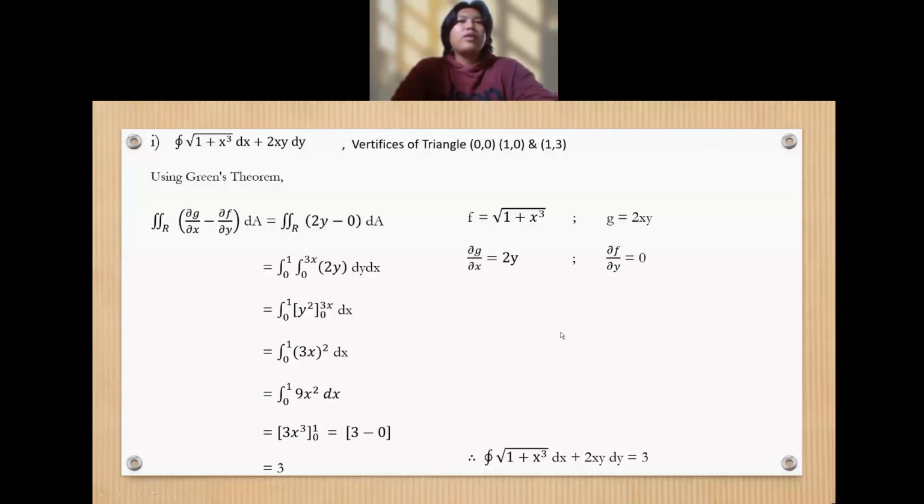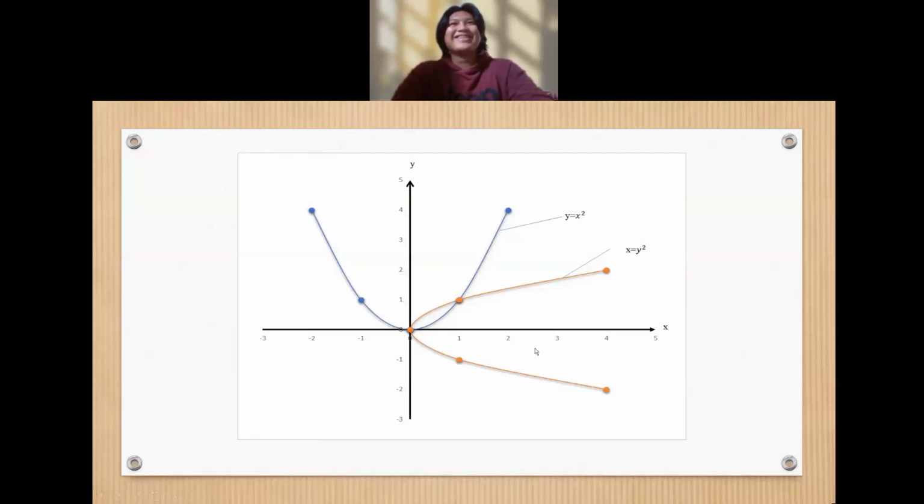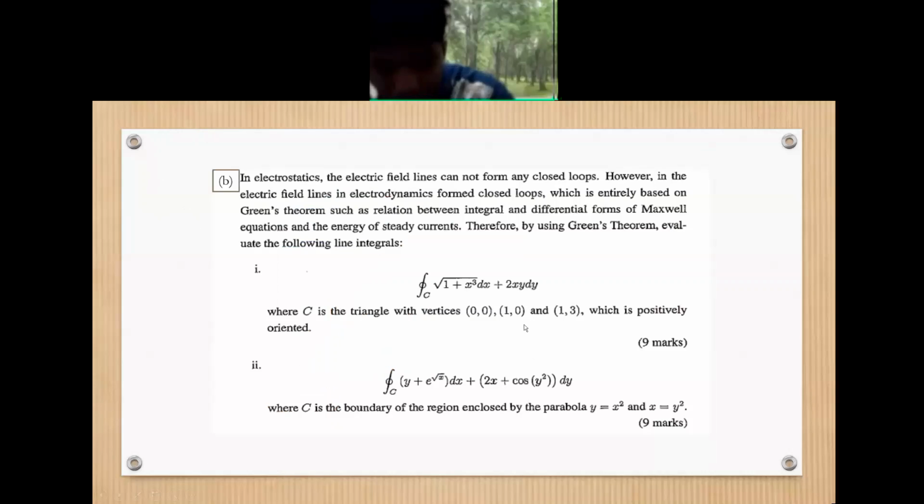So after this, Din will present. Okay, thank you. So my question is the integral of (y plus e to the power of sqrt x) dx plus (2x plus cos y squared) dy, where C is the boundary of the region enclosed by the parabolas y equals x squared and x equals y squared.